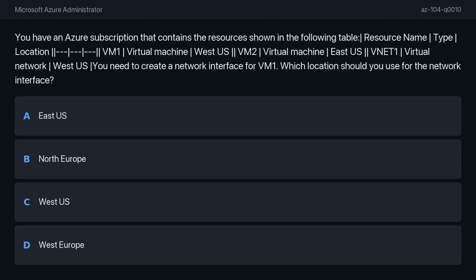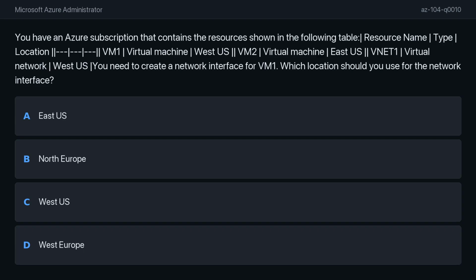You need to create a network interface for VM1. Which location should you use for the network interface? Option A, East US. Option B, North Europe. Option C, West US. Option D, West Europe. The correct answer is option C, West US.